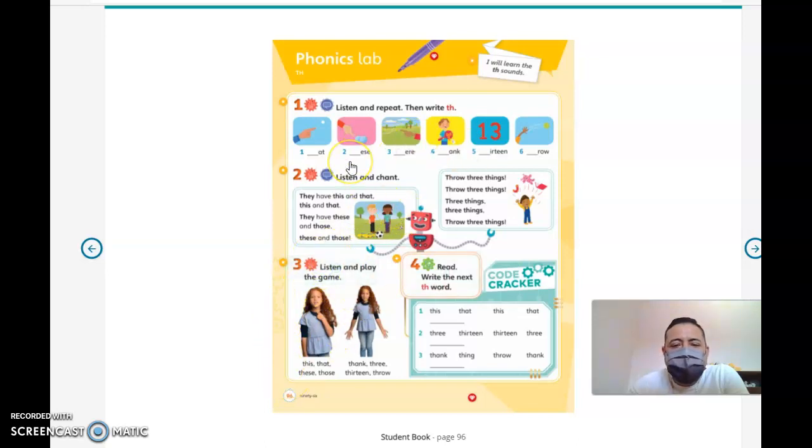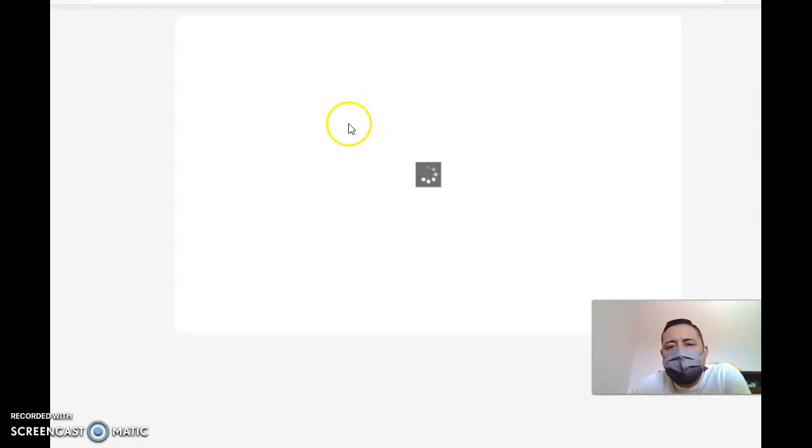Today we worked on page number 96, and we have these exercises. We have 1, 2, 3, and 4. Okay, 4 exercises. Activity number 1 is listen and repeat, then write TH. Okay, we have to complete the exercise just writing TH.